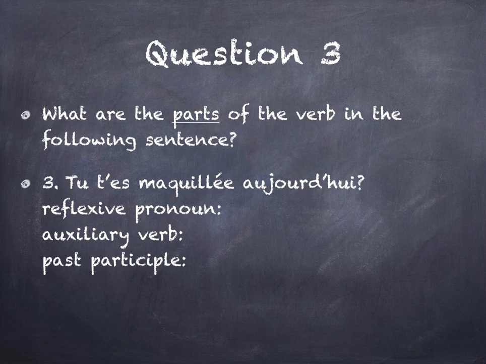Now that we can identify verbs, let's find the parts of the verb in this sentence. Okay, so, tu t'es maquillée aujourd'hui? In our verb, we have to have our reflexive pronoun, our auxiliary verb, and our past participle. So, where are all three of those parts?